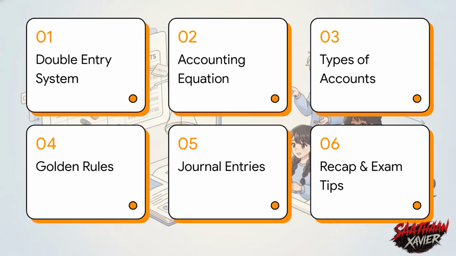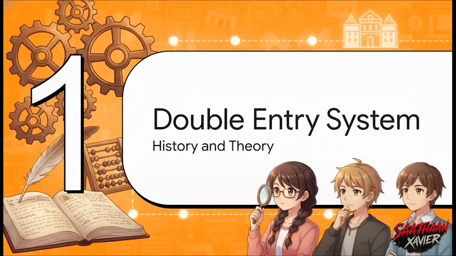Here's a quick look at our roadmap for today. We'll start off with the double entry system, jump into the accounting equation, cover the 3 types of accounts, and then reveal the golden rules of accounting. After that, we'll get practical with recording journal entries, and finally wrap the whole thing up with a recap and some crucial exam tips. Okay, Section 1, the double entry system.